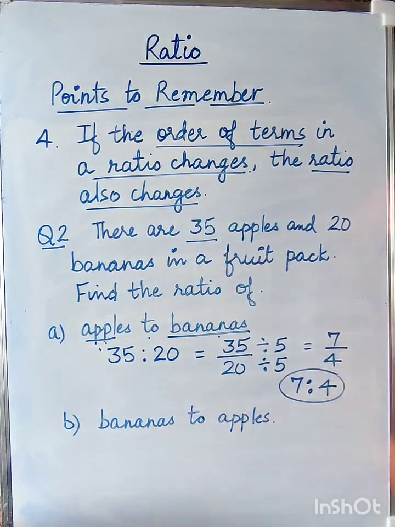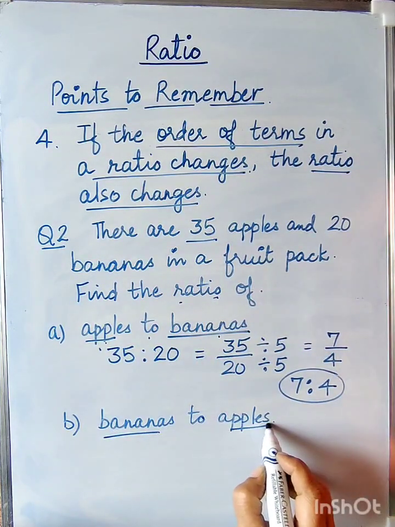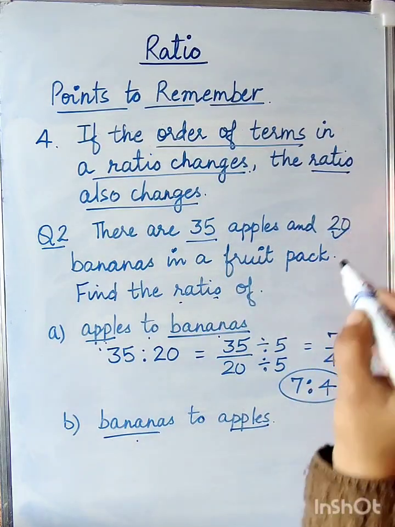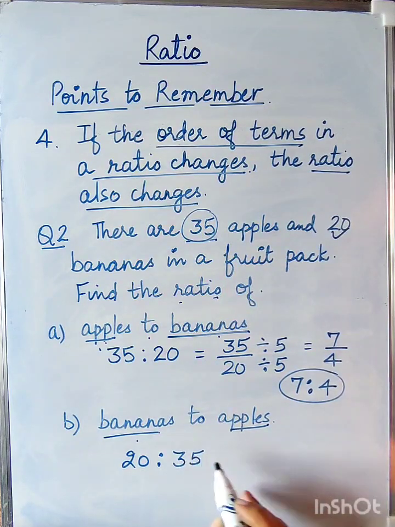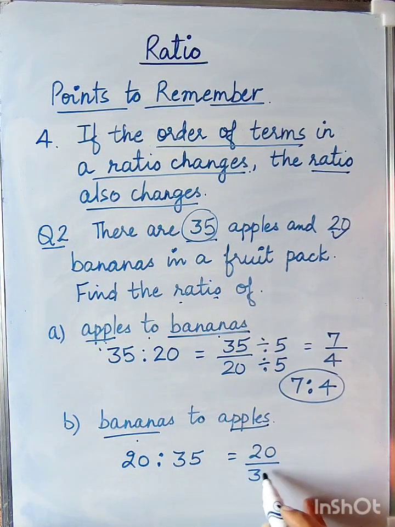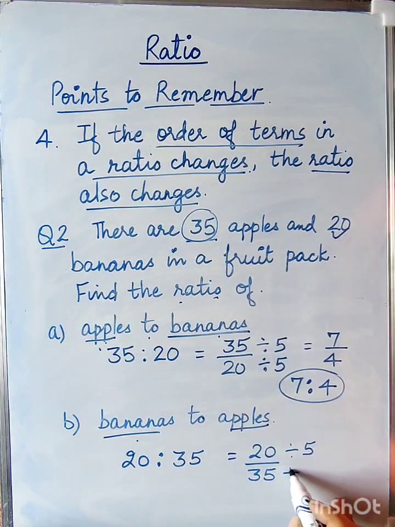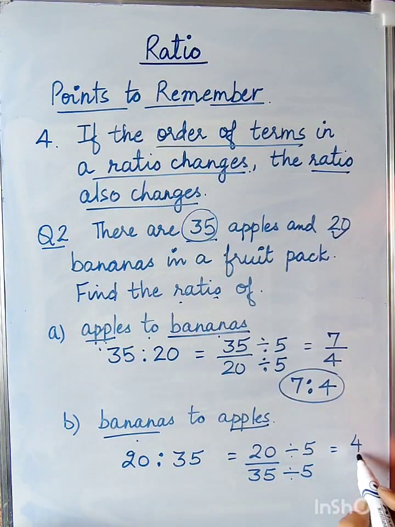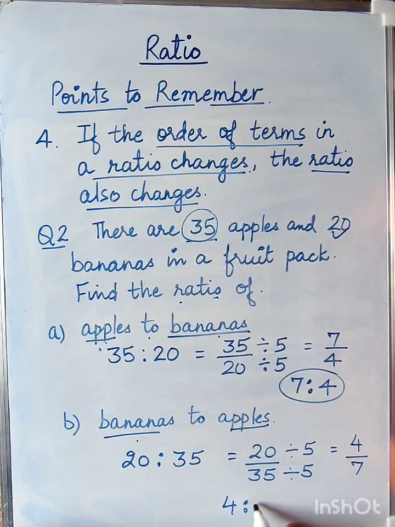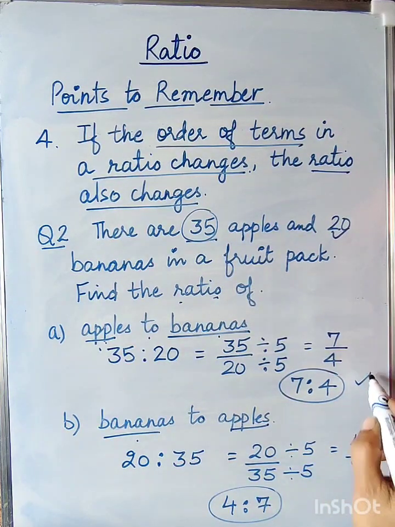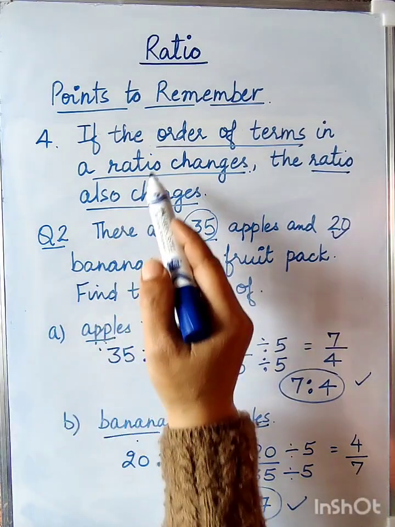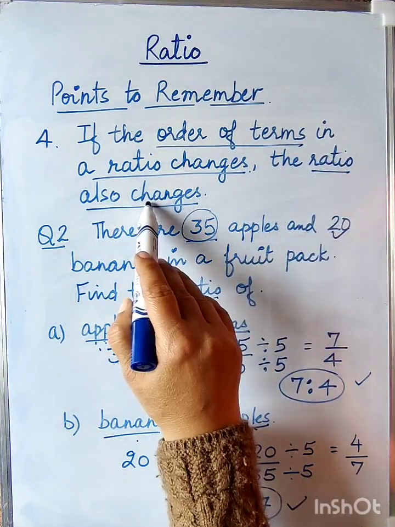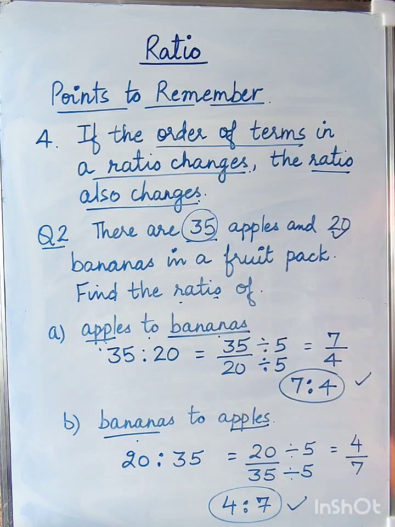The ratio is 7:4. Now if I want to find the ratio of bananas to apples, I have to write the number of bananas first. This will be 20 is to how many apples? 35. Similarly, this can be written as 20 by 35, both again being multiples of 5. Divide by 5. This will be 4 and this will be 7, so the ratio changes to 4:7. So here it is 7:4. When the order is changed, then it is 4:7. Thus, if the order of terms in a ratio changes, the ratio also changes. This you have to keep in mind.